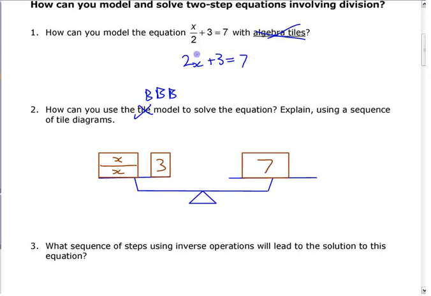The problem is now it's not two x's. It says x divided by 2 plus 3 equals 7. How is that going to be different? How can you represent x divided by 2 instead of x times 2? X times 2, you have two blocks there. X divided by 2 would be the only way you could represent it.